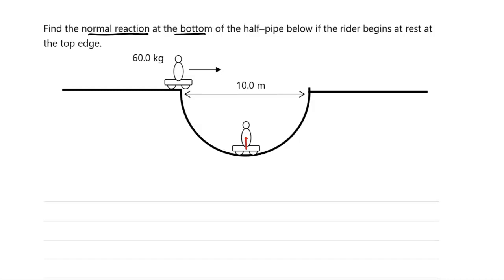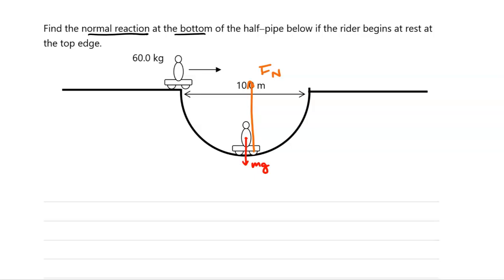We're interested in finding the normal reaction at the bottom. So we've got at the bottom, we'll have mg acting downwards. And I want you to think about whether Fn will be larger than, smaller than, or the same as mg. Pause for a moment and think about that. Okay. Hopefully you identified that the normal force needs to be larger than mg in order for there to be a net force towards the centre of the circle here.